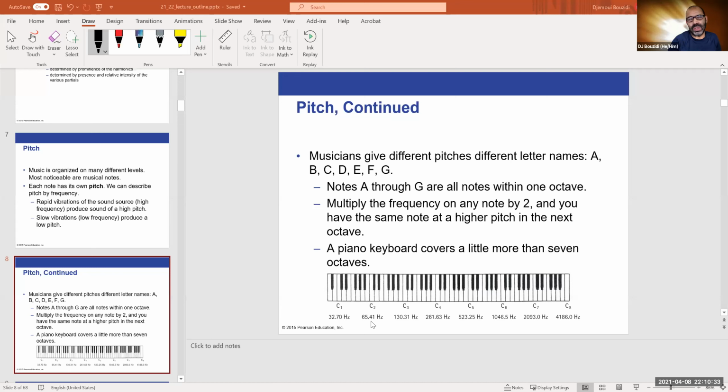So it must be twice as much as this one. You guys can see that 130 is roughly 2 times 65, okay? 261 is roughly 130 times 2. As a matter of fact, 130.31, when you multiply it, is very close to 260. So it's twice this one in here. 523 is roughly 2 times 261. So we're going in increments of 2 from one note to the next note, here on this scale, as we can clearly see. Multiply the frequency of any note by 2, and you have the same note.